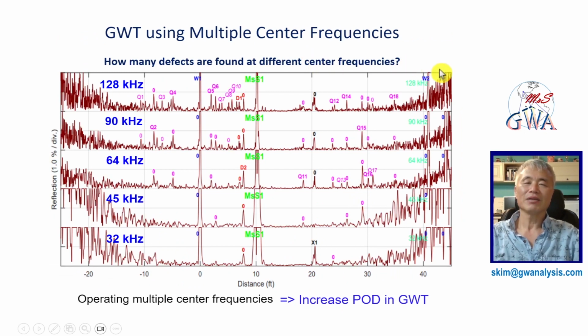This is the guided wave testing result. This pipeline was inspected using 5 center frequencies: 32, 45, 64, 90, and 128 kHz. Many defects are found in the report. Are these real defects? Yes, they are, because these defects are a result of a natural phenomenon.